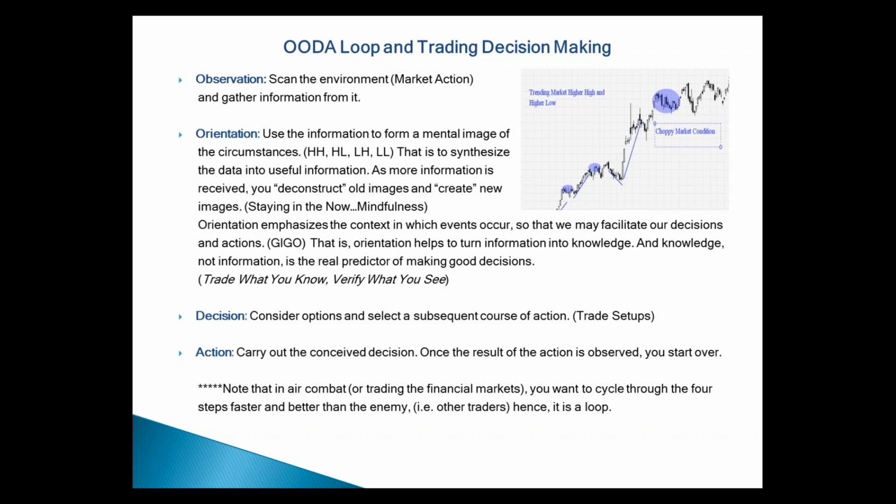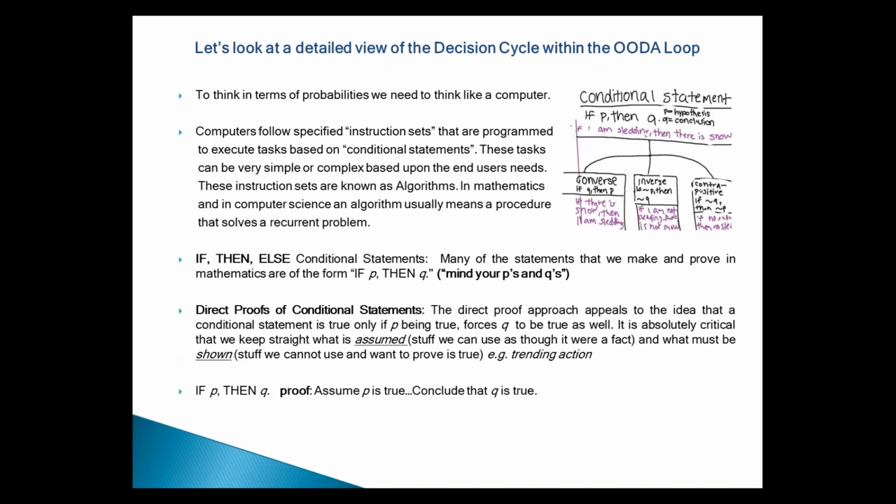So again, the idea of this loop, and the note here at the bottom says, note that in air combat or in trading the financial markets, you want to cycle through the 4 steps faster and better than the enemy. In other words, the other traders. Okay. Hence, it's a looping process. All right. Let's get into a little bit more detail about it.